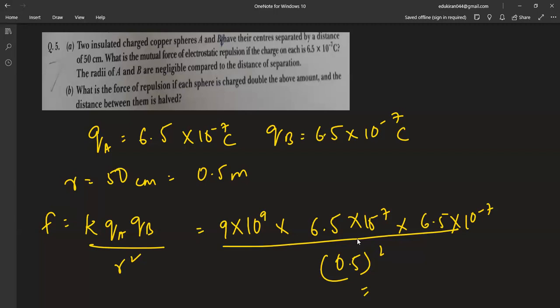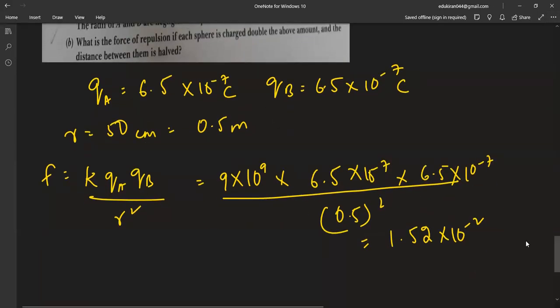So electrostatic repulsion is already there because both the charges are positive. Let me see what is the answer for this. It's 1.52 into 10 to the power minus 2. This will come when you calculate this. Second part says, what is the force of repulsion if each sphere is charged the double amount and the distance between them is halved? Now, see, when you are doubling the charge on each sphere, this is getting doubled. So, 6.5 plus 6.5, so 13, so 1.3, right?